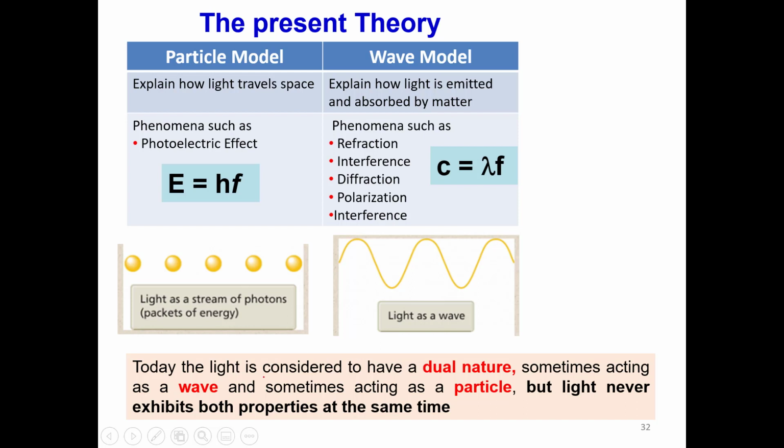Then today the light is considered to have a dual nature. Sometimes acting as a wave, but sometimes acting as a particle. But light never exhibits both properties at the same time. It can be a wave, it can be a particle, but it does not exhibit both properties at the same time. This is the current status about the nature of light.